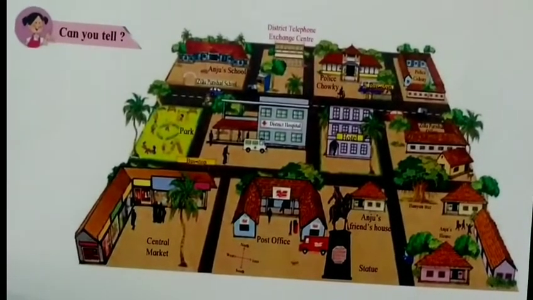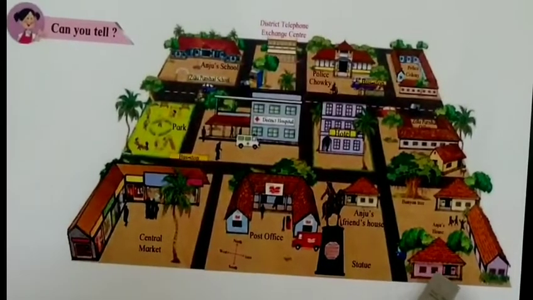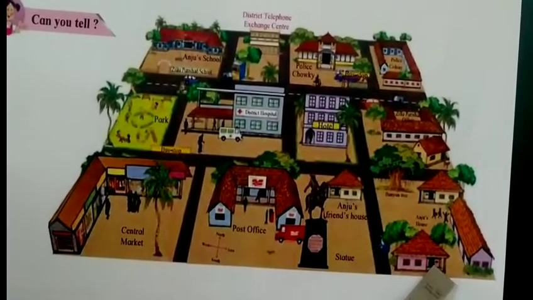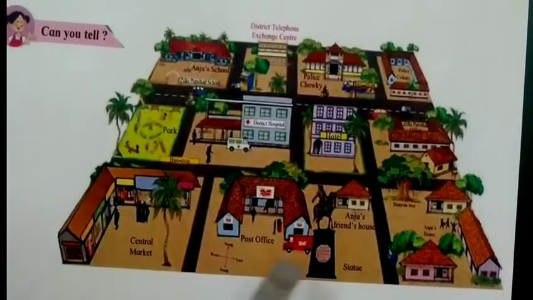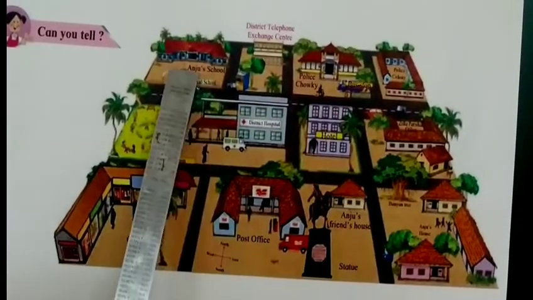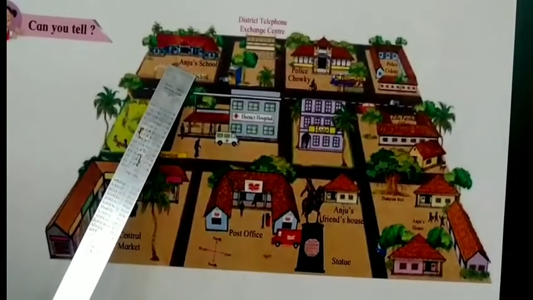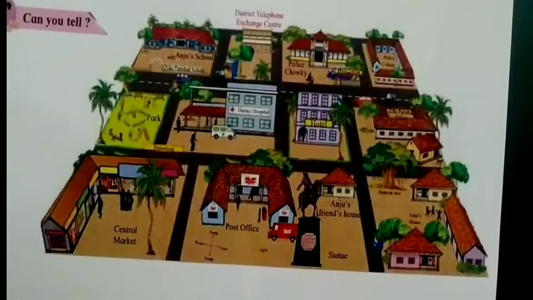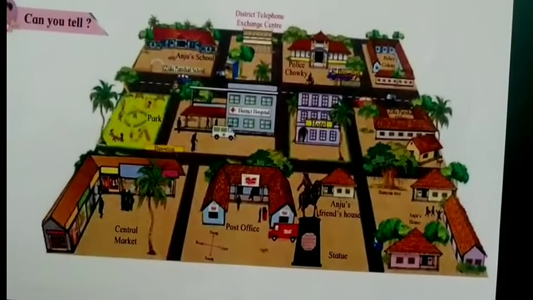Now find Anju's house in the picture. See students, this is Anju's house in the picture. Now find her school in the picture. Now where is her school? Here is Anju's school in the picture. Now find the route from Anju's house to her school and color it.